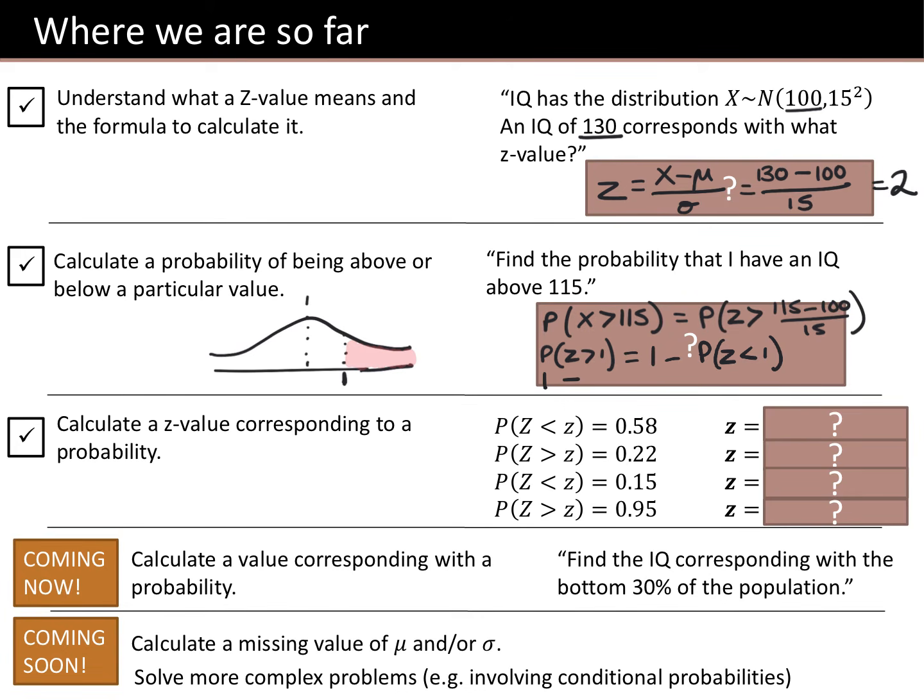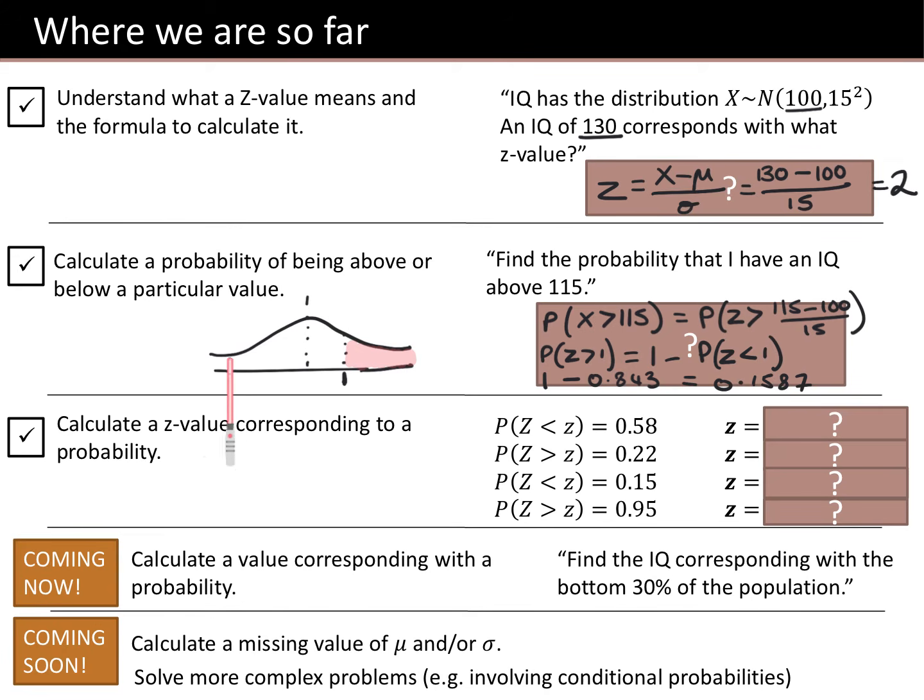So now I look for my z value of 1, which is 0.8413. 1 minus 0.8413 equals 0.1587. And really think about this.